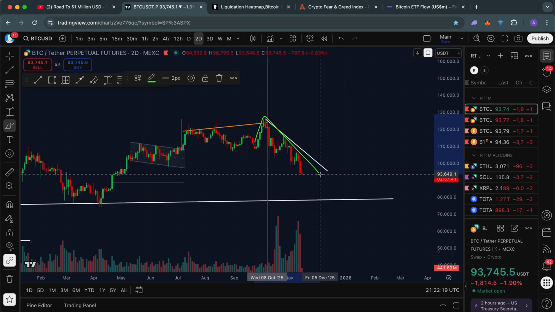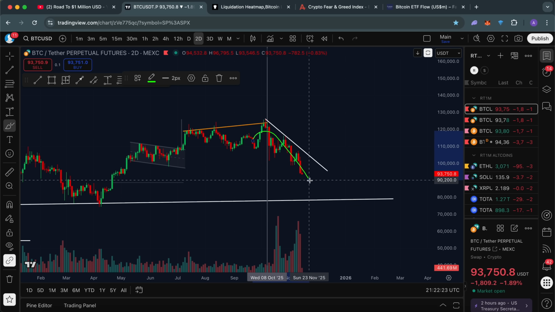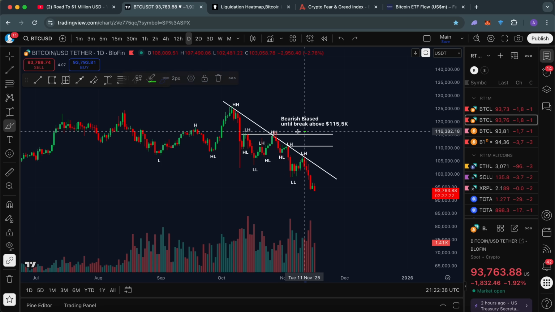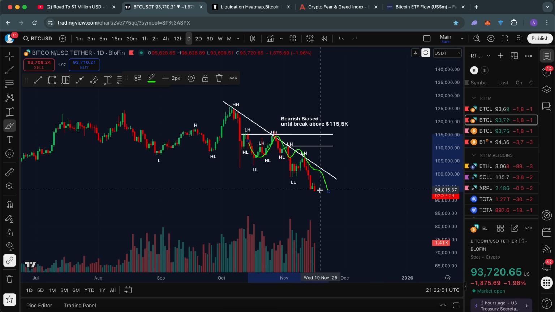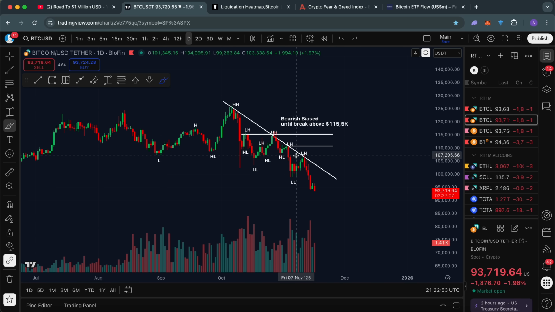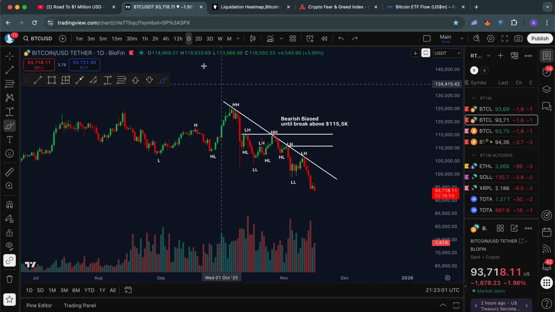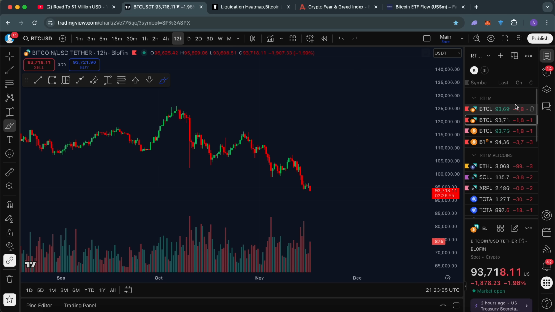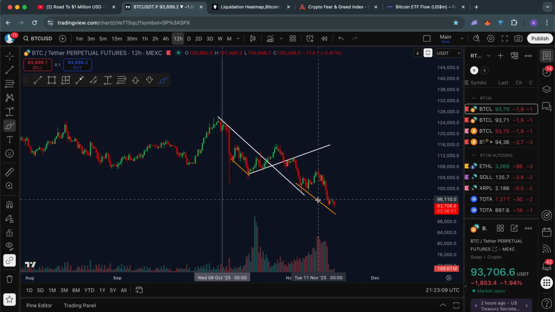Now, right here, you can see that we are also still trading below this descending trend line. So overall, the bias is still bearish. Same thing goes for the market structure as well. So long as we are not breaking above 115.5k, we are still bearish biased. And so far, we are still just seeing lower lows and lower highs being created. So this is obviously what you call a downtrend. Not much has actually changed there, although I do want to point at some lower time frame signals that we could also take a look at.